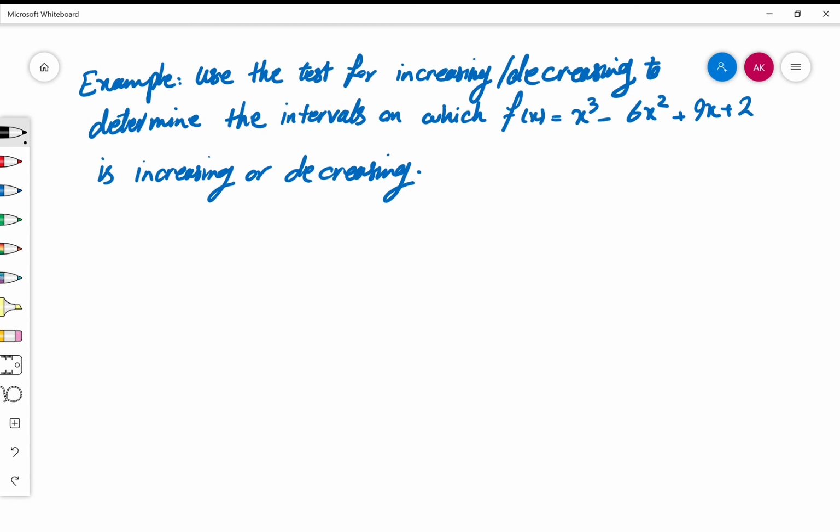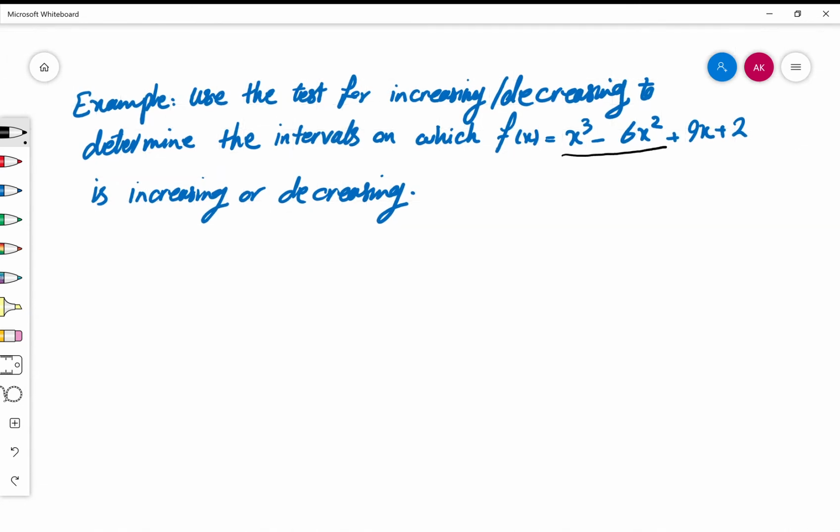Hello everyone. In this video I will do an example which covers how we use the test for increasing decreasing to determine the increasing and decreasing intervals for a function. The example goes like this: use the test for increasing decreasing to determine the intervals on which the function x cubed minus 6x squared plus 9x plus 2 is increasing or decreasing.